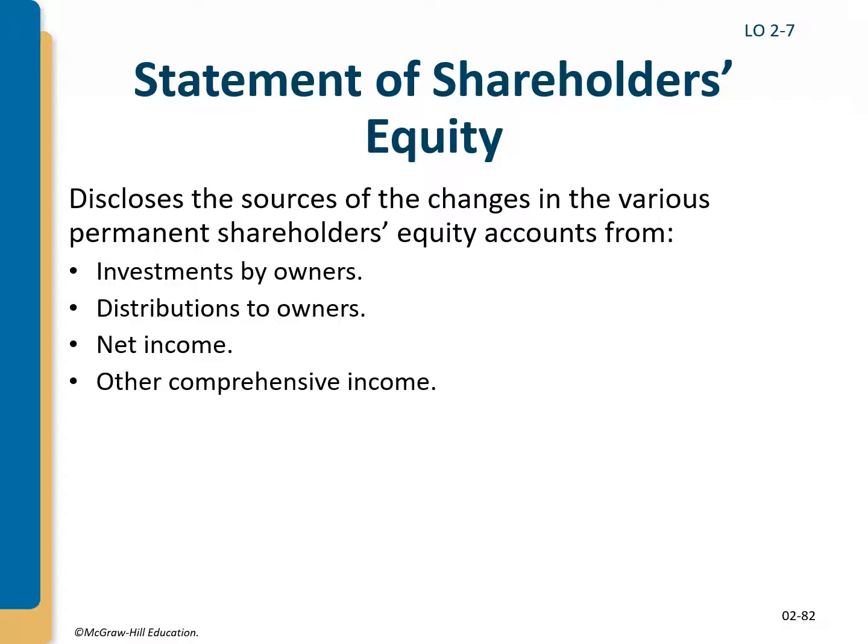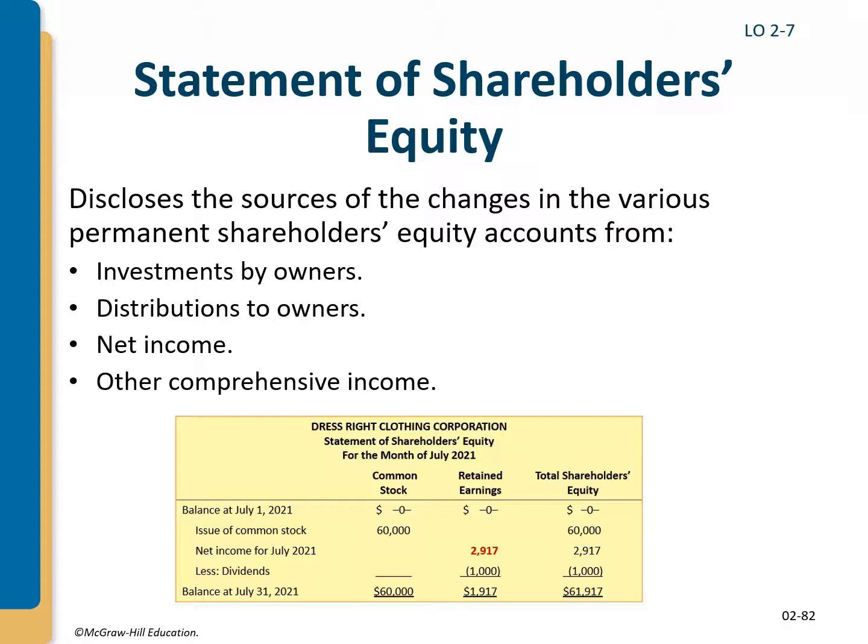The final financial statement is the statement of shareholders' or stockholders' equity. This shows how shareholders' equity changed due to investment by owners, distribution to owners, net income, and other comprehensive income. So you might have heard of a statement of retained earnings in Accounting 112. The statement of retained earnings is part of the statement of shareholders' equity. The statement of shareholders' equity is all of shareholders' equity: where it started, what changed it, and where it ended by major types of categories. Here are the major categories in the statement of shareholders' equity for DressRight.